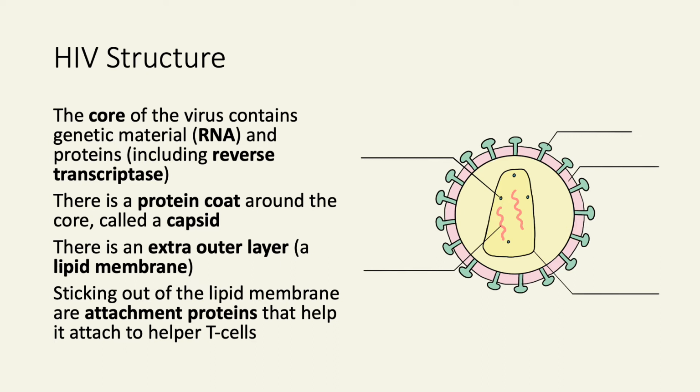HIV has a spherical structure. It has a core, illustrated in the dark yellow part of this diagram, which contains genetic material, RNA, and some proteins, including reverse transcriptase. The core is surrounded by a protein coat called a capsid. There is also an extra outer layer, which is a lipid membrane. Sticking out from the lipid membrane are lots of copies of attachment proteins. These help HIV attach to the host helper T cell.